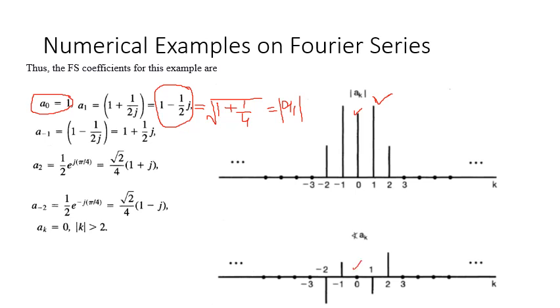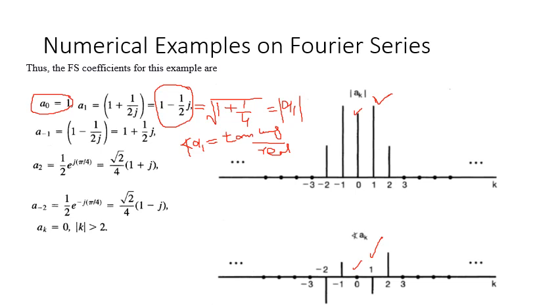Similarly, what will be the phase of this one? To find the phase, you say, okay, angle of AK, so this is A1, so I just write angle of A1, and this is equal to tan inverse of imaginary over real, right? If you do this, you'll find that this is equal to minus 1 by 2. So minus 1 by 2 is the phase for this one, right?